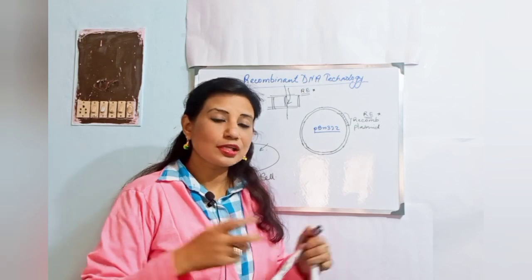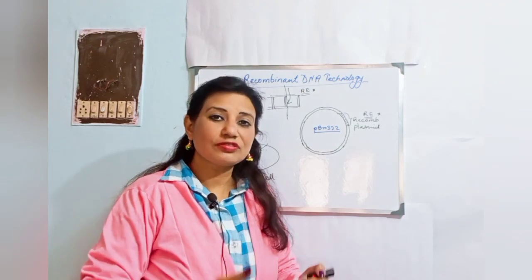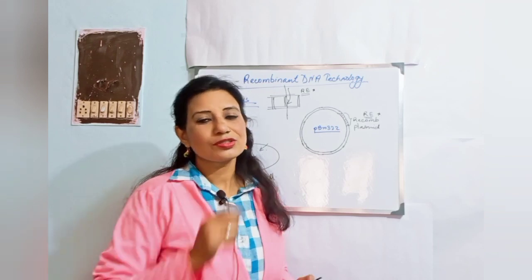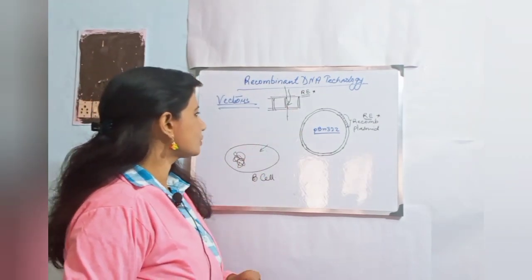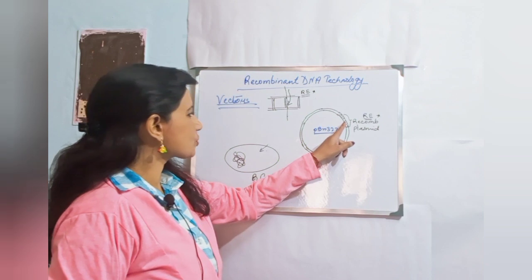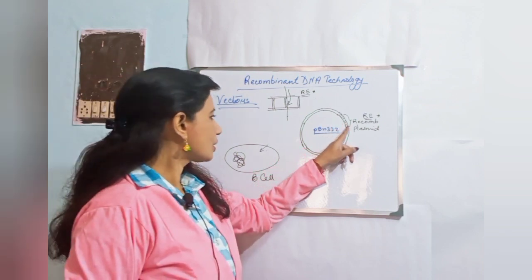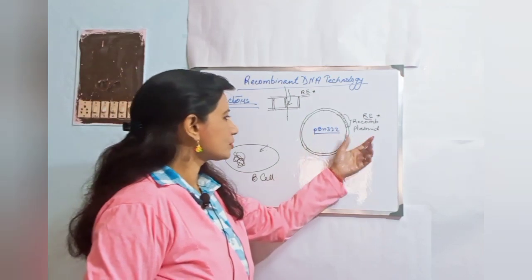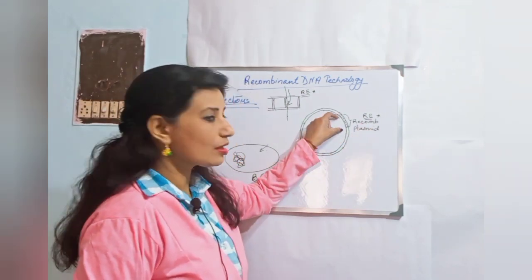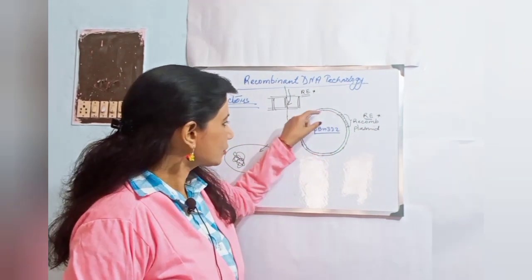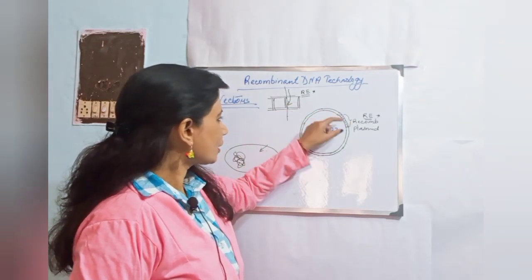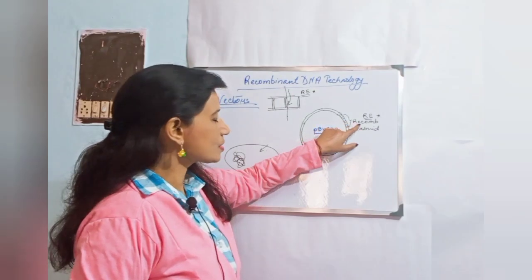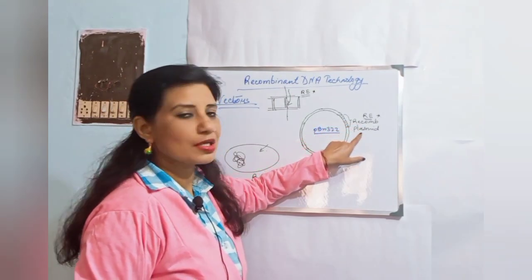DNA ligase will help: after cleaving, it has to be attached. So the mechanism to attach should be there. We have got our target gene and we have introduced it by cleavage, and then DNA ligase has ligated it. Now the region where our target gene is integrated into the vector is known as the recombinant plasmid.